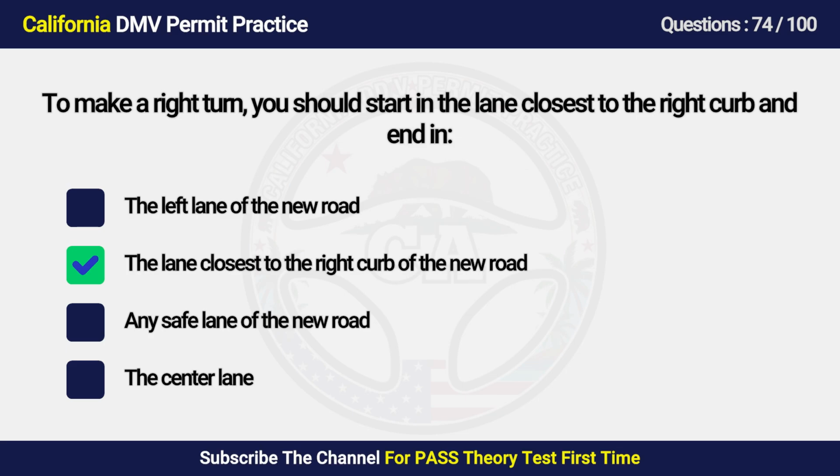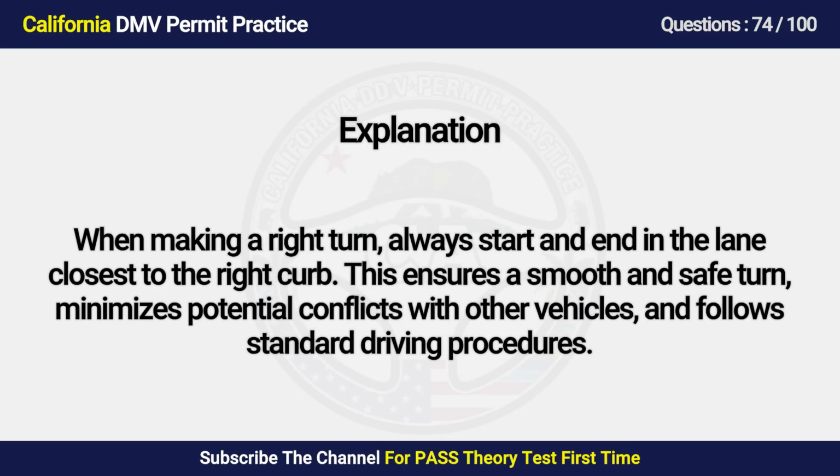Answer is B, the lane closest to the right curb of the new road. When making a right turn, always start and end in the lane closest to the right curb. This ensures a smooth and safe turn, minimizes potential conflicts with other vehicles, and follows standard driving procedures.